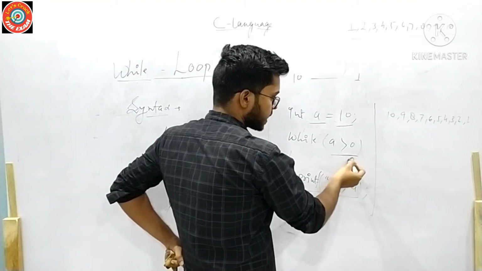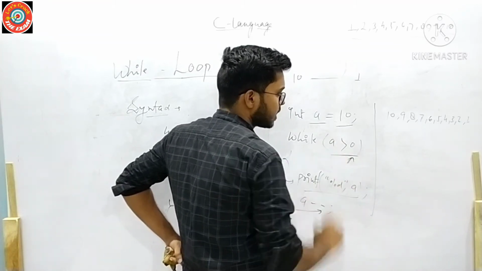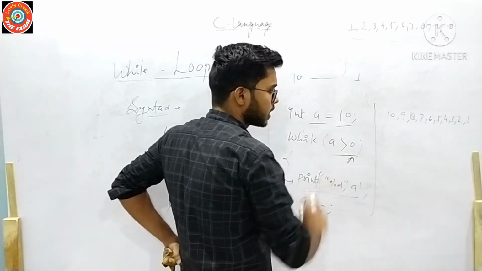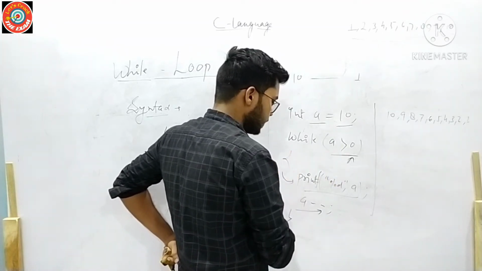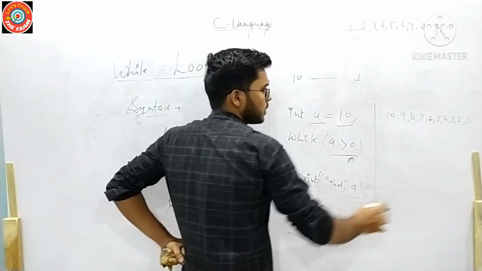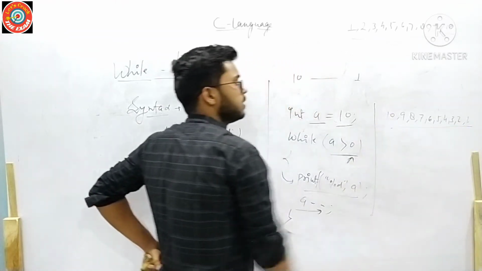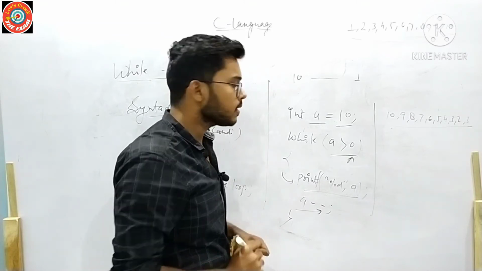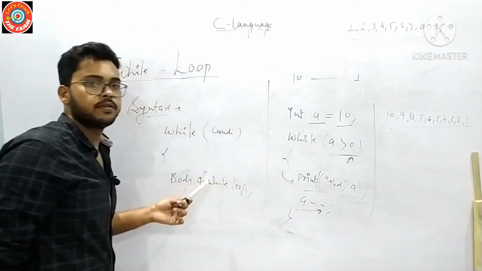Okay, so it will check the condition if 0 is greater than 0 or not. No, the condition is false. Okay, 0 is not greater than 0, so the while loop will break down there. Okay, so it will give us on screen numbers 10 to 1. Okay, so this is the working of while loop.